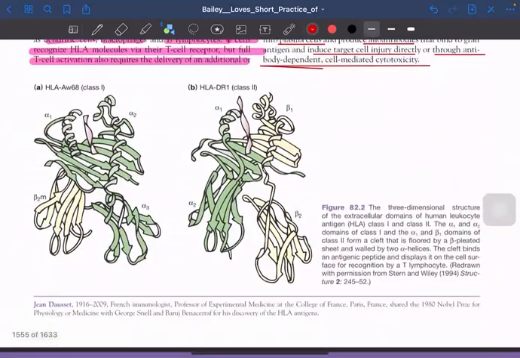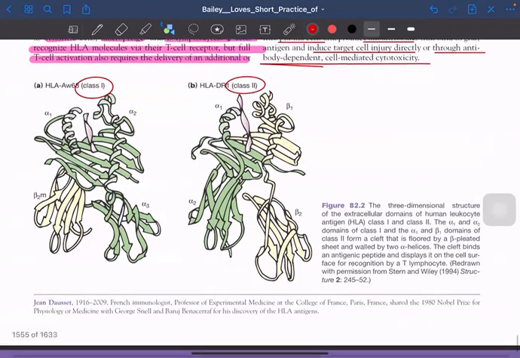This diagram depicts the class 1 and the class 2 of HLA. Sorry, class 1 has a heavy chain and beta 2 microglobulin, and class 2 has alpha and beta chains. My bad.